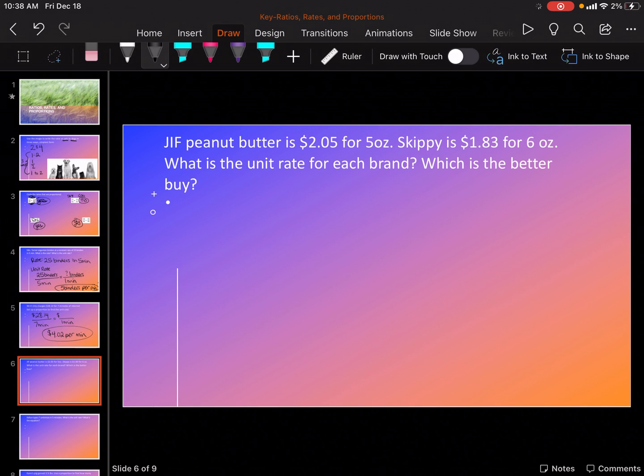Jif peanut butter is $2.05 for 5 ounces. Skippy is $1.38 for 6 ounces. What is a unit rate for each brand, and which is a better buy? So better buy is always going to be comparing their unit rates, and then whichever one is cheaper. So we're going to do Jif over here. We'll do Skippy over here.